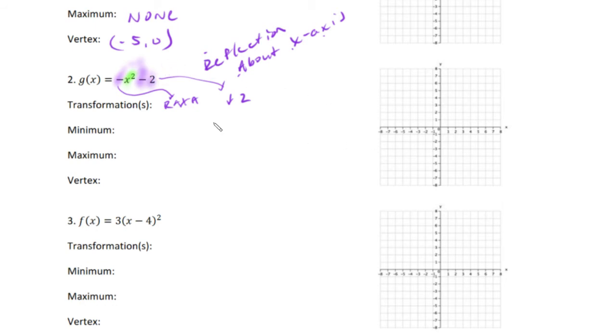So let's go ahead and graph this. The parent function looks something like this. And so ours is going to move down 2 and reflect over the x-axis. So down 2 and flip over the x-axis. It looks something like this.